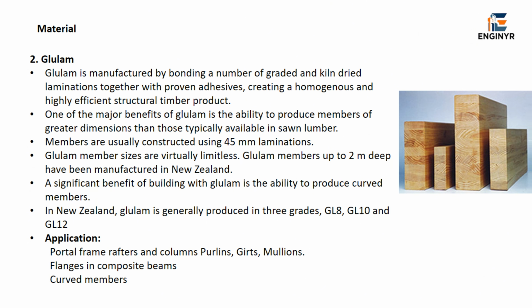Another major benefit is the ability to produce curved members. Glulam is generally supplied in 3 grades, GL8, GL10, and GL12, and is widely used for portal frame rafters and columns, purlins, girts, mullions, flanges and composite beams, and curved structural members.